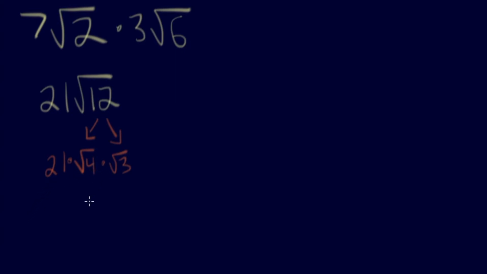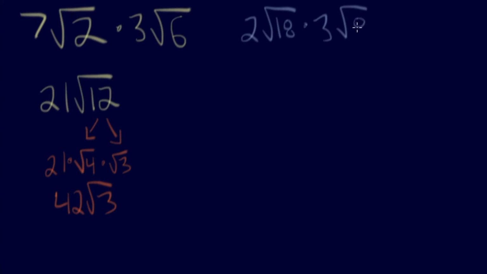What's the square root of 4? That's going to be 2. So it's going to be 21 times 2. So that's going to give you 42 root 3. Let's see another one. Let's go with a kind of light blue color. And let's do 2 root 18 times 3 root 8.